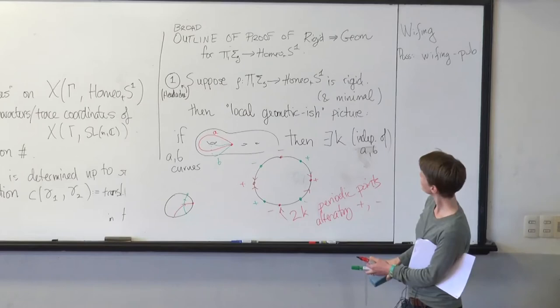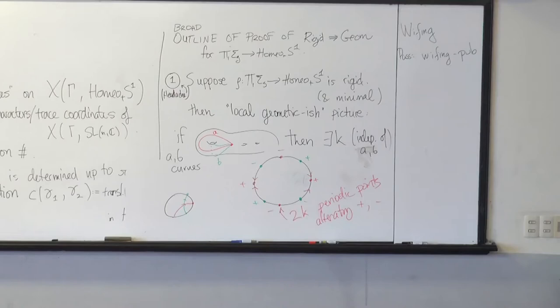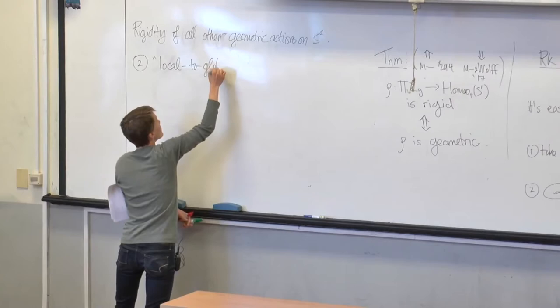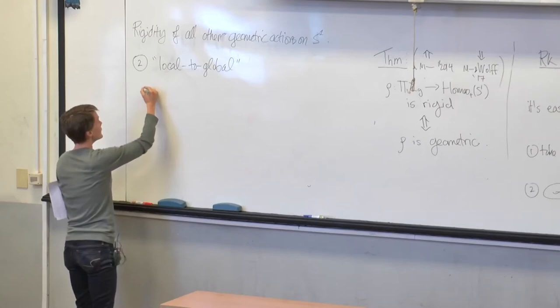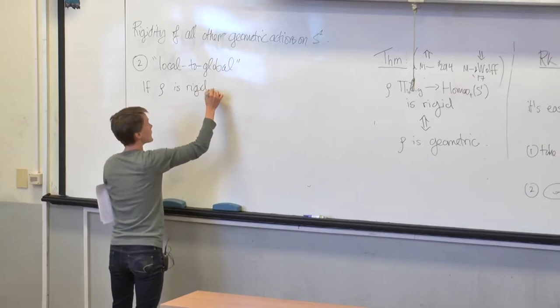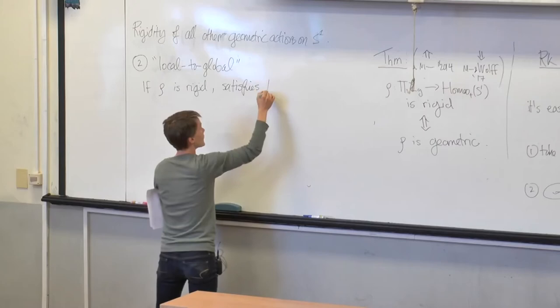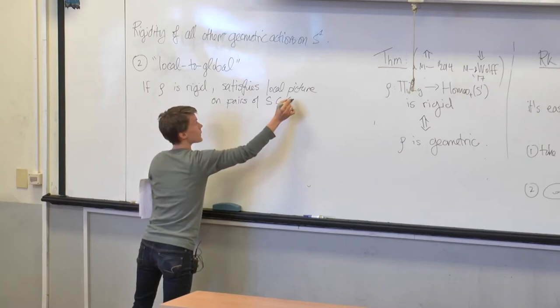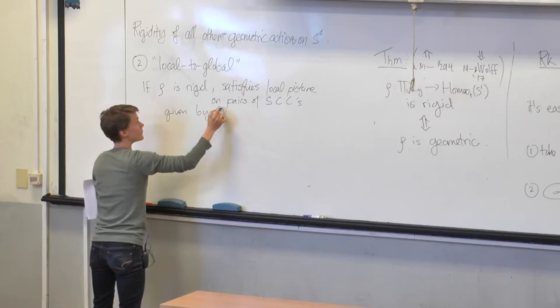Step two is to just do a combinatorial argument and recover your surface. So step two is a local to global argument. This is a statement that if rho is rigid and satisfies the local picture on pairs of simple closed curves given by one, then rho is in fact geometric.